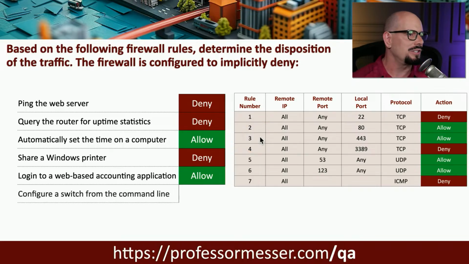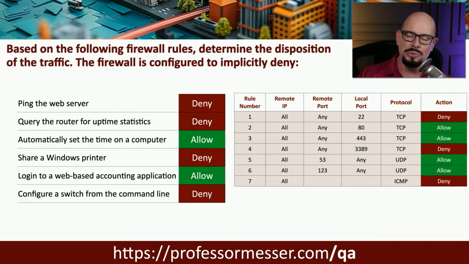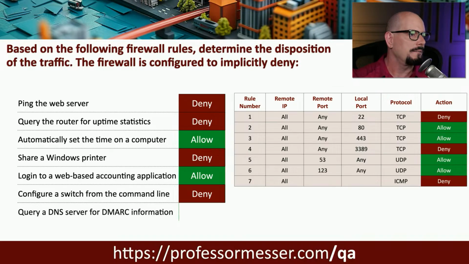Next on our list is to configure a switch from the command line. Some of you may have done this before using SSH. And as you're probably aware, SSH uses TCP port 22. So port 22 is an important one to know because the very first rule on our list is anything that is using port 22 TCP, denied. You are not allowed to configure a firewall, switch, router, or anything else at the command line using SSH passing through this firewall.